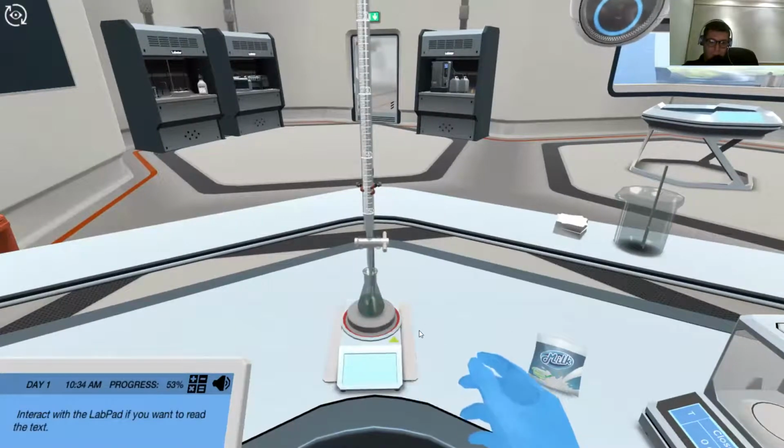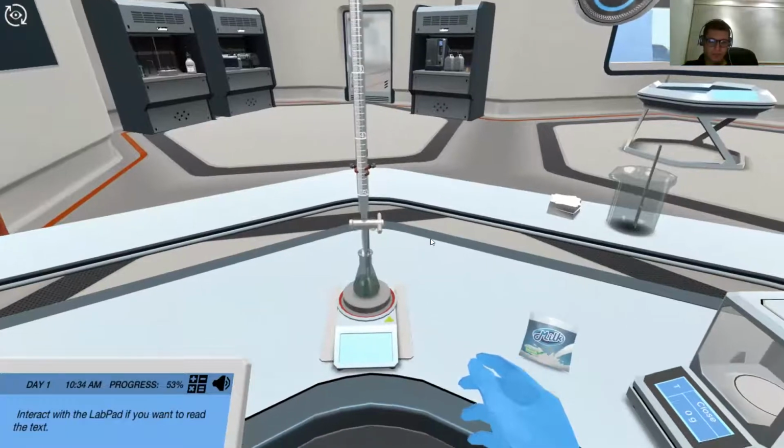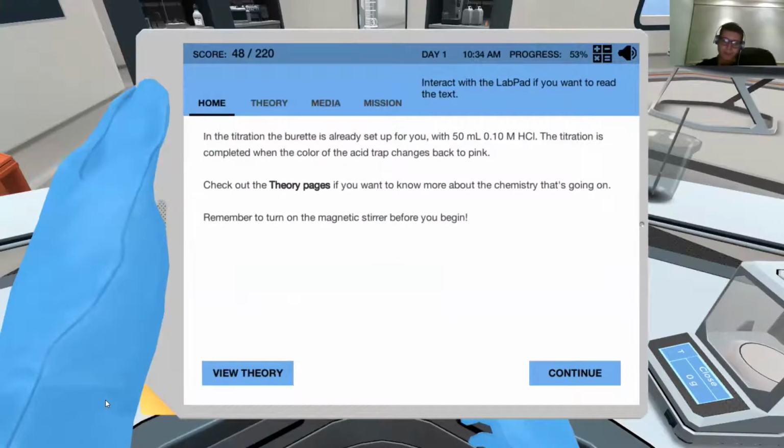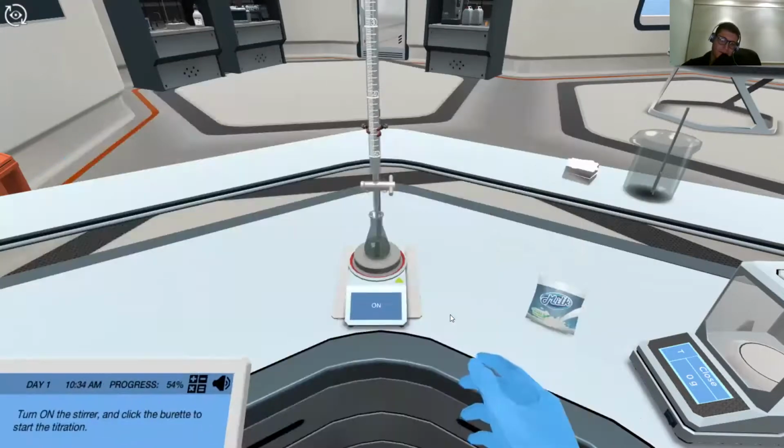In the titration, the burette is already set up for you, with 50 ml 0.10 molar hydrochloric acid. The titration is completed when the color of the acid trap changes back to pink. Check out the theory pages if you want to know more about the chemistry that's going on. Remember to turn on the magnetic stirrer before you begin. Turn on the stirrer, and click the burette to start the titration.